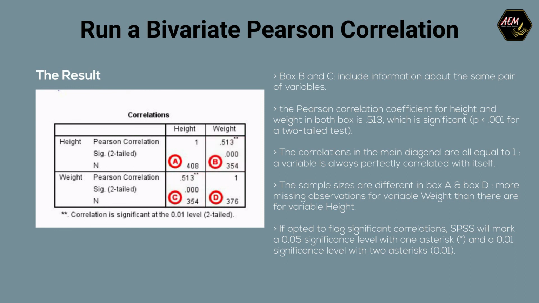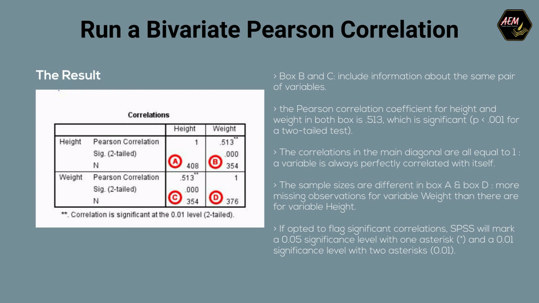In box B, as well as in C, we can see that the Pearson correlation coefficient for height and weight is 0.513, which is significant, p less than 0.001 for a two-tailed test, based on 354 complete observations. The correlations in boxes A and D are all equal to 1. This is because a variable is always perfectly correlated with itself. However, the sample sizes are different in box A, N equals 408, versus box D, N equals 376. This is because of missing data. There are more missing observations for variable weight than there are for variable height.